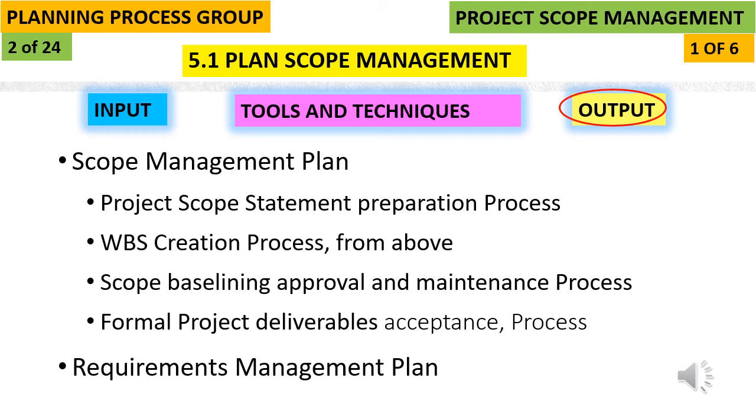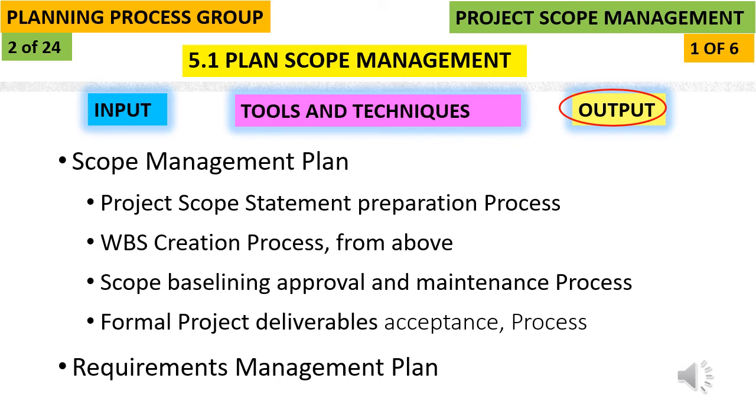The third one is that the scope management plan should include how the scope baselining will be done, approved, and maintained. And the last one is that the scope management plan should include the process for how the formal project deliverables will be accepted, or the acceptance criteria.